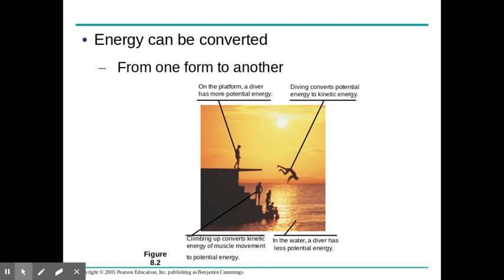The kinetic energy of his muscle movement, again, that kinetic energy being movement, is converted into potential energy as he climbs higher. More potential energy, again, because he's higher up in the air. That potential energy is in that location. As he dives eventually, the potential energy would then be converted back into kinetic energy because he's moving.